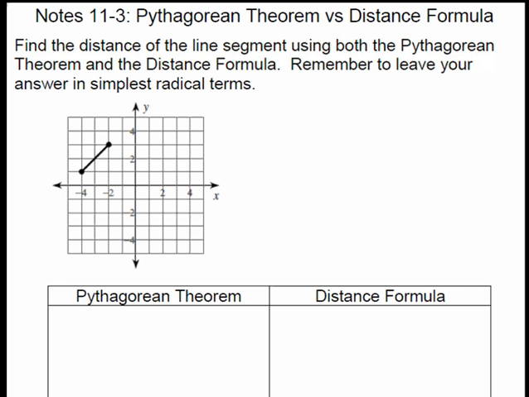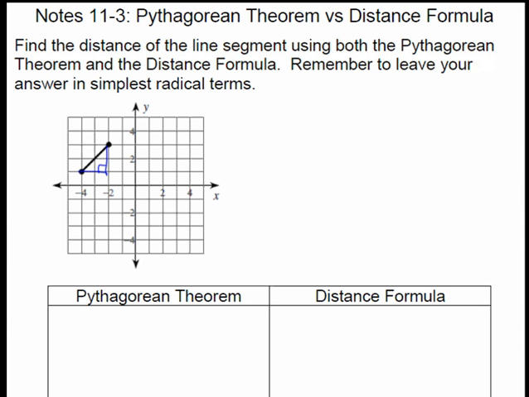All right, today we're looking at the Pythagorean theorem versus the distance formula. So here, find the distance of our line segment using both the Pythagorean theorem and the distance formula. Remember, we always have to do our answers in simplest radical form. So let's do the Pythagorean theorem first. That means I'm going to turn this into a right triangle here.